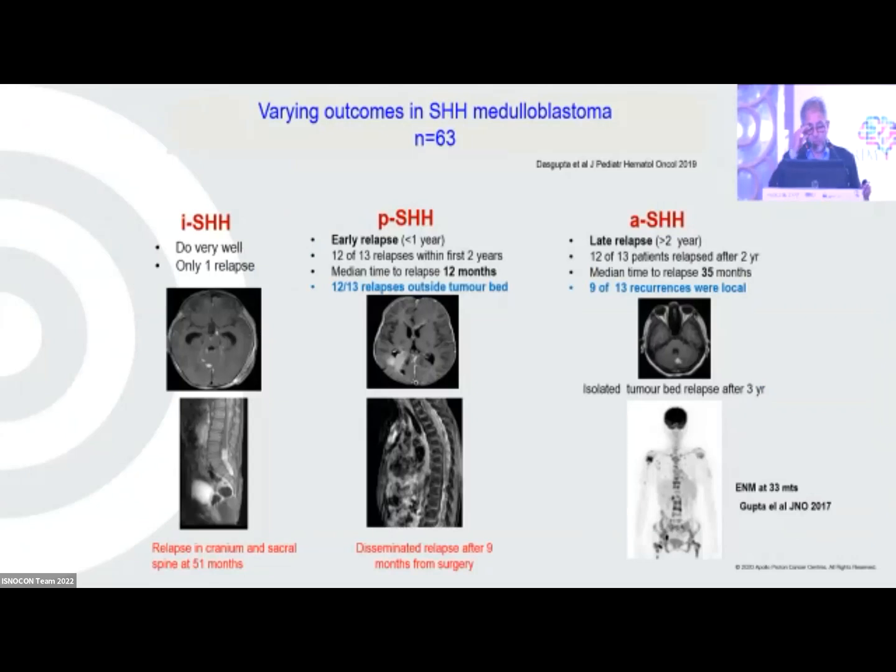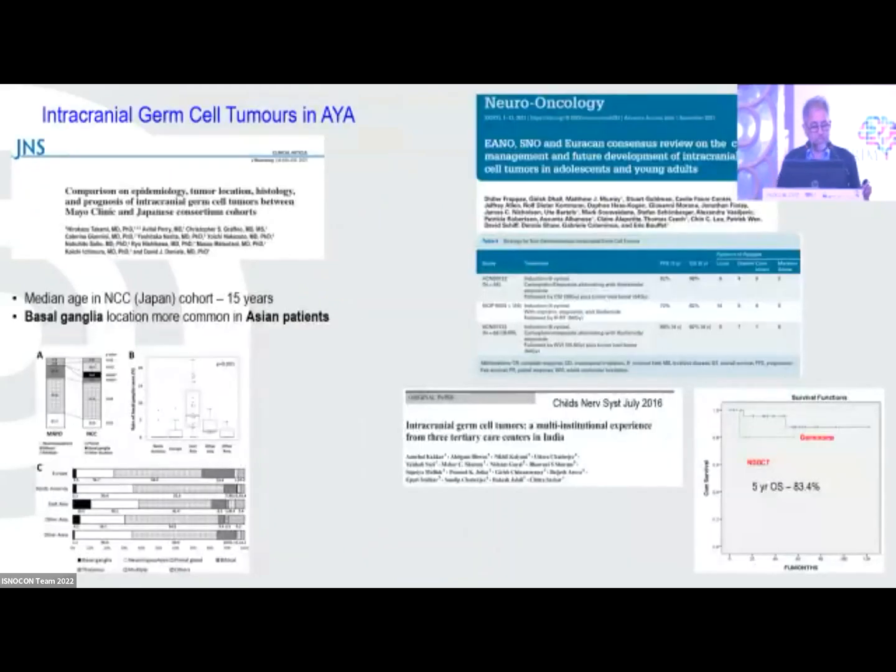Archo Gupta takes the credit for this fascinating piece of work where he divided the sonic hedgehog within them, the differences between the infantile, which do very well, pediatric do the worst, and the adults, they typically present with local recurrences, pediatric with leptomeningeal, and they also are the ones which can have extraneural metastasis.